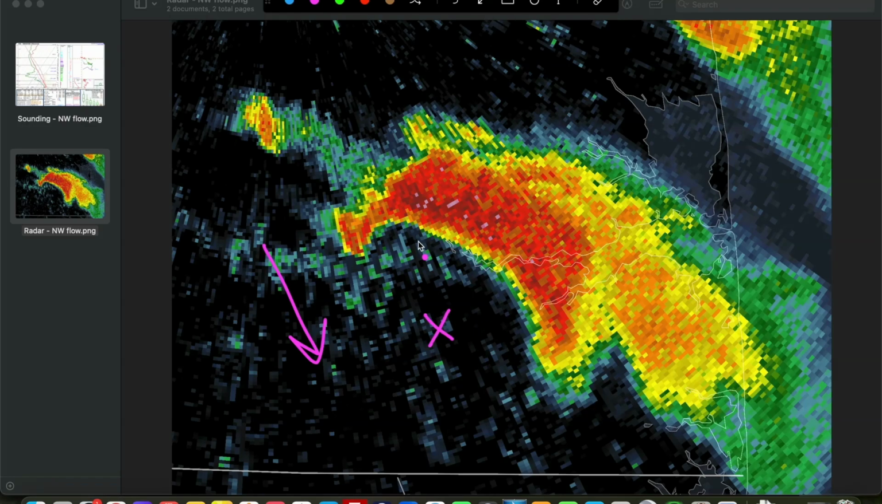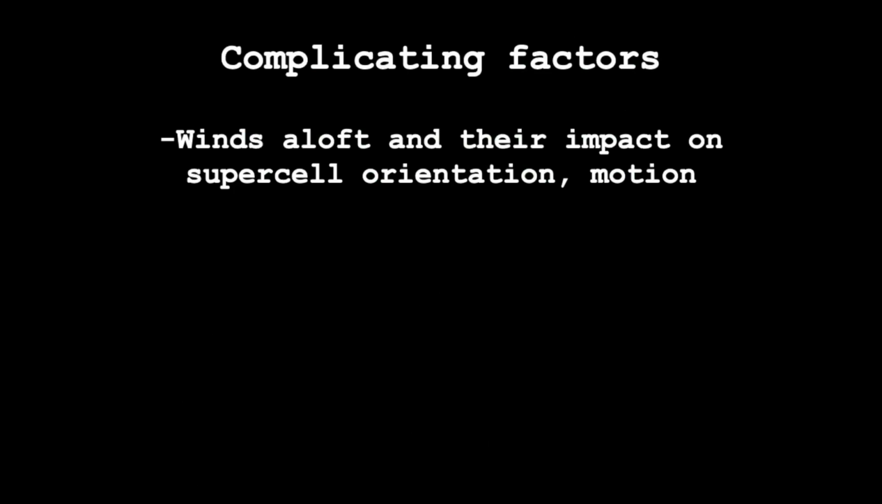Being off to the east of the mesocyclone would put you right in the bear's cage, and maneuvers like hook slicing, which before was from west to east through the hook, now would be from northwest to southeast through the hook. So always be aware of the winds aloft and what that does to your supercell orientation and direction of motion, and adapt as such from the examples we talked about earlier.